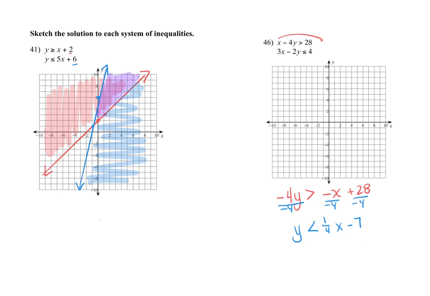And so I can graph that. Negative 7, that's right here. Positive 1/4, that's going to be up 1 over 1. And then just like the other one, is it solid or dashed? Well, this one is dashed because it is not an or equal to. So I'm going to make this one dashed. And then where do I shade? Well, I have to look at my final one like this to decide where I shade. Here it is less than, so I'm going to shade underneath it. So this is where the shading would be for this one.